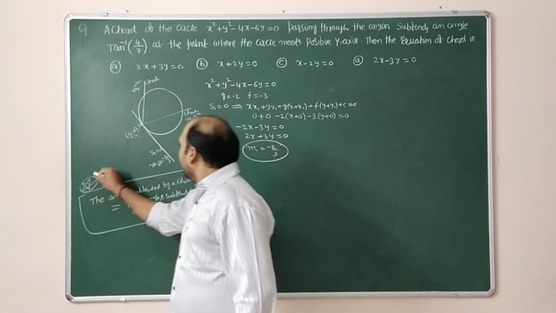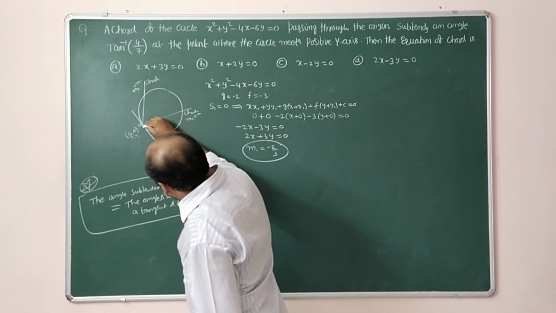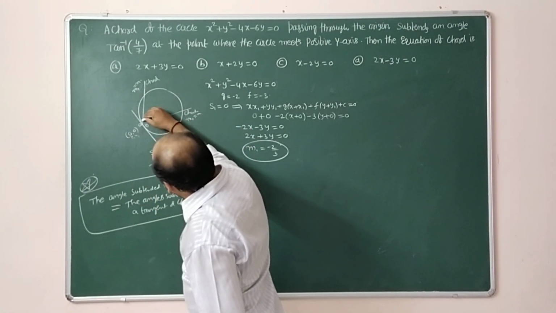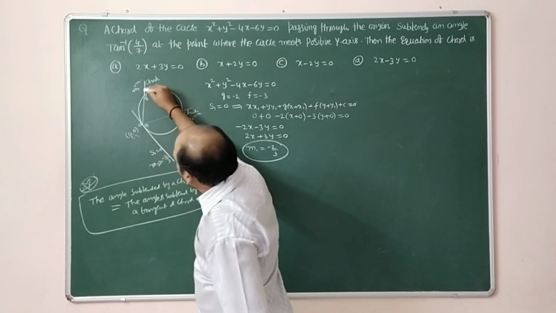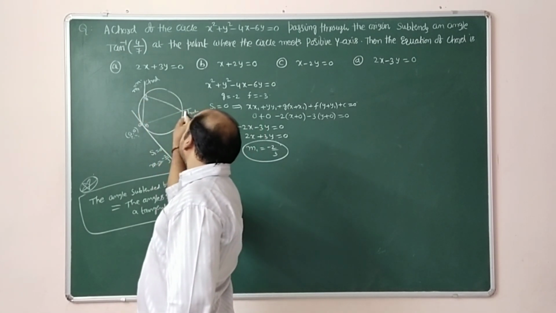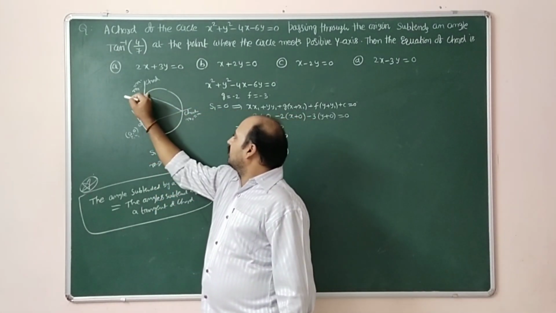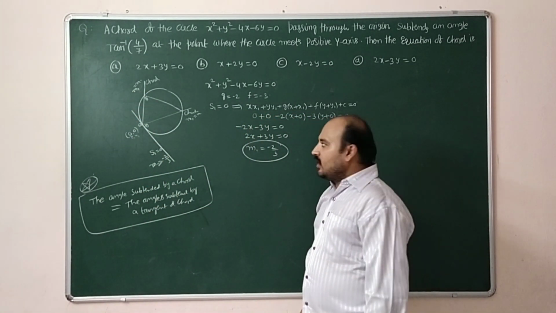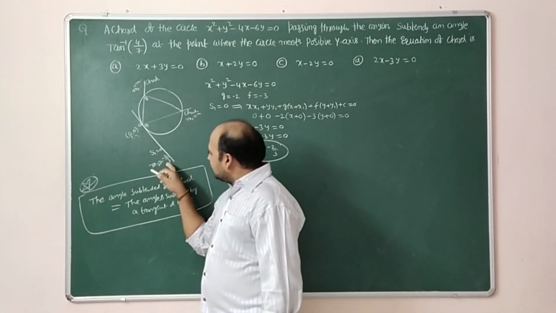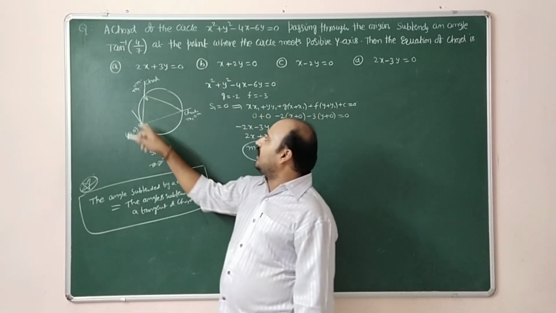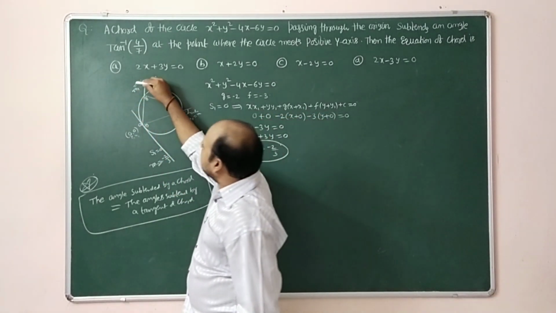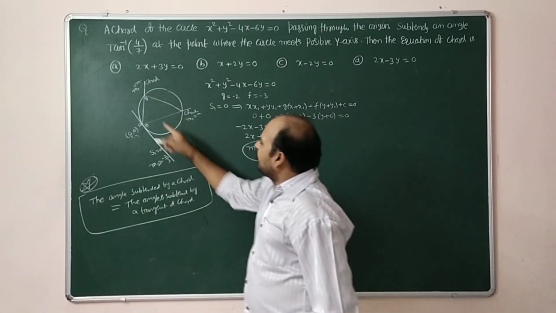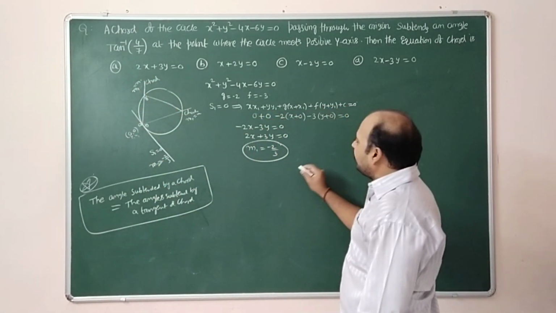Make a note. That means from here to here, how much angle it will be making. Even from here to here it is making the same angle. If you join like this, this is also a chord. So here the angles are both the same. The tangent slope is minus 2 by 3 and the chord slope we are assuming as m. The angle between them is theta, then we have the tan theta formula.